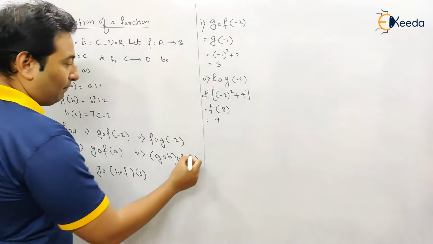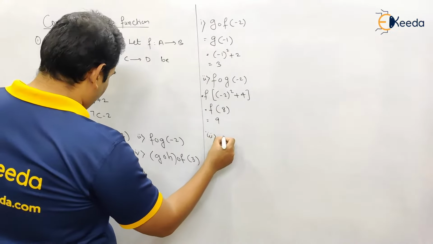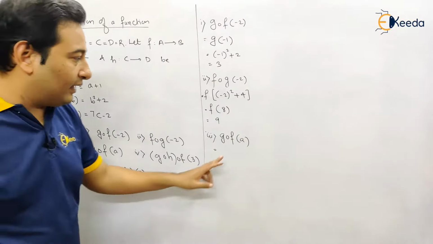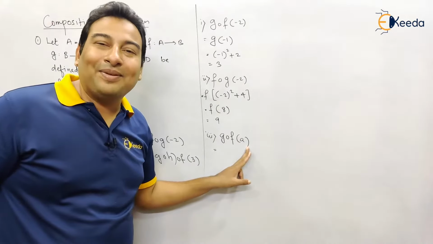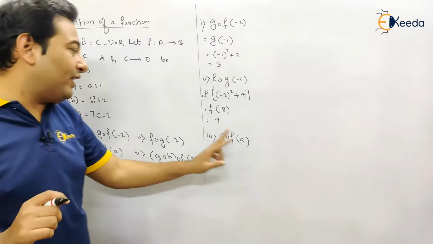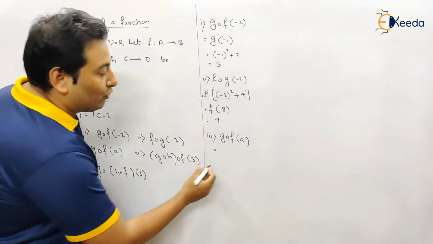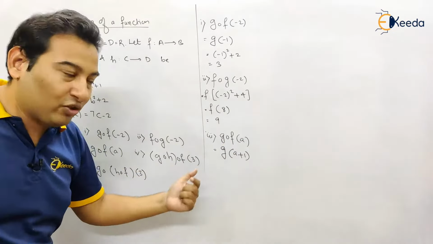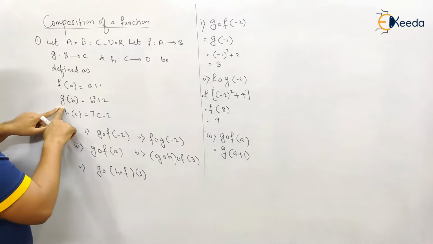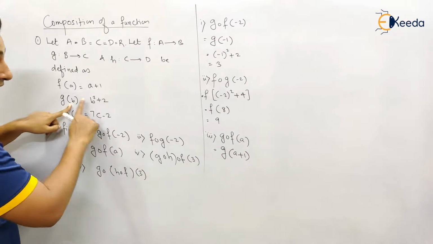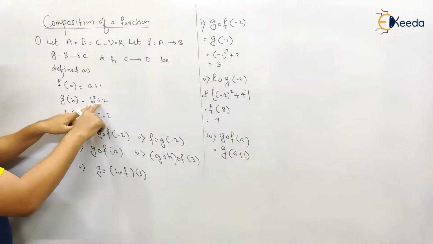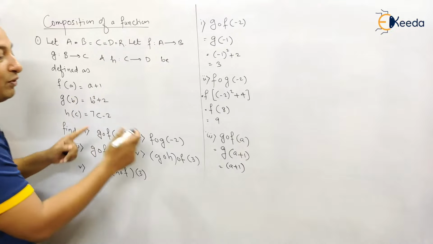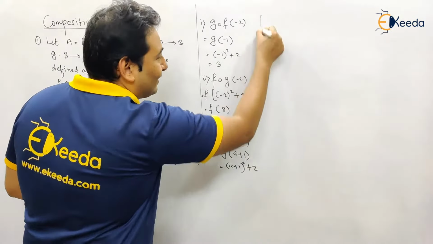Let us start with the next example, number 3. G of F of A. Here it is F of A. That means in place of A we are going to keep A only. So F of A is A plus 1. In short, it will be G of A plus 1, because F of A is A plus 1 only. Next is G of B. In place of B, now I'm going to put A plus 1. So this will become (A plus 1) the whole square. This plus 2 will remain as it is.